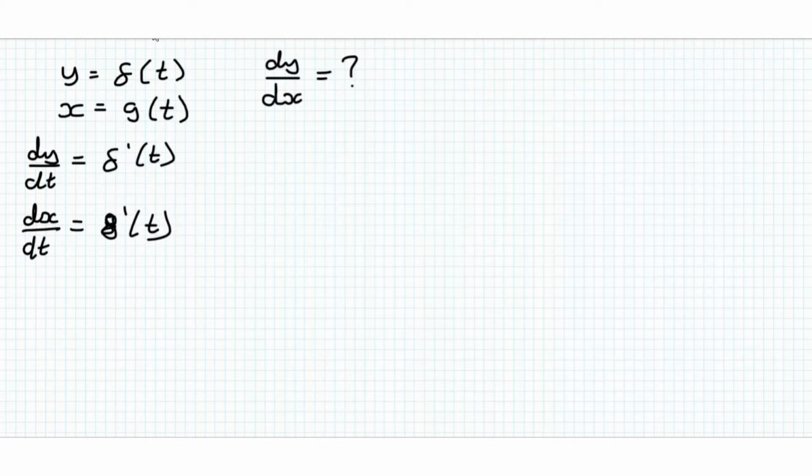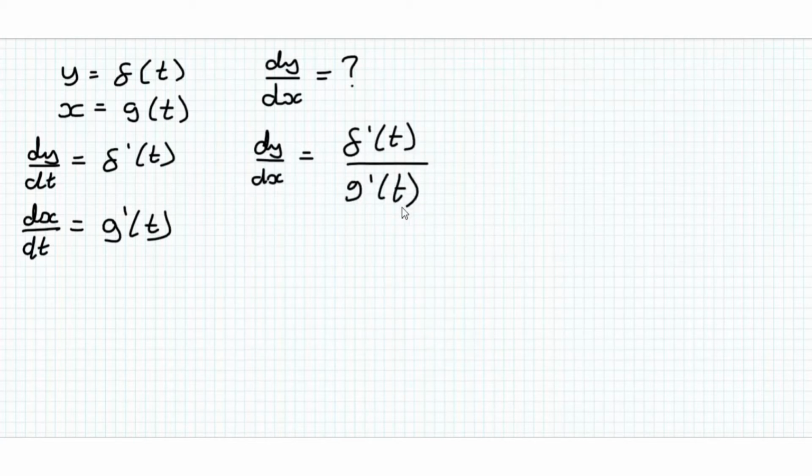and let's try that again. There you go. And to find dy by dx, this is equal to f dash of t over g dash of t. You take dy by dt over dx by dt, and you get dy over dx. So that's the rule to remember.